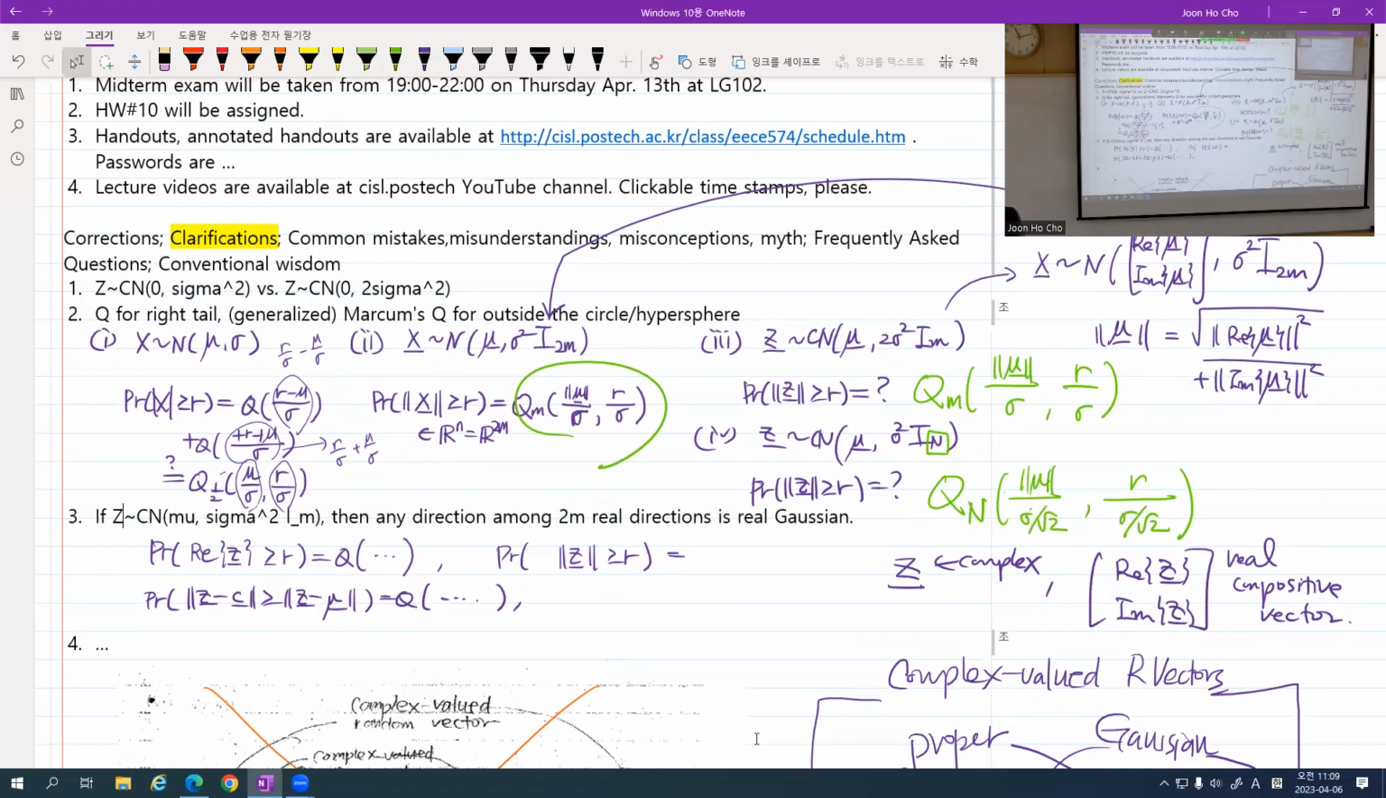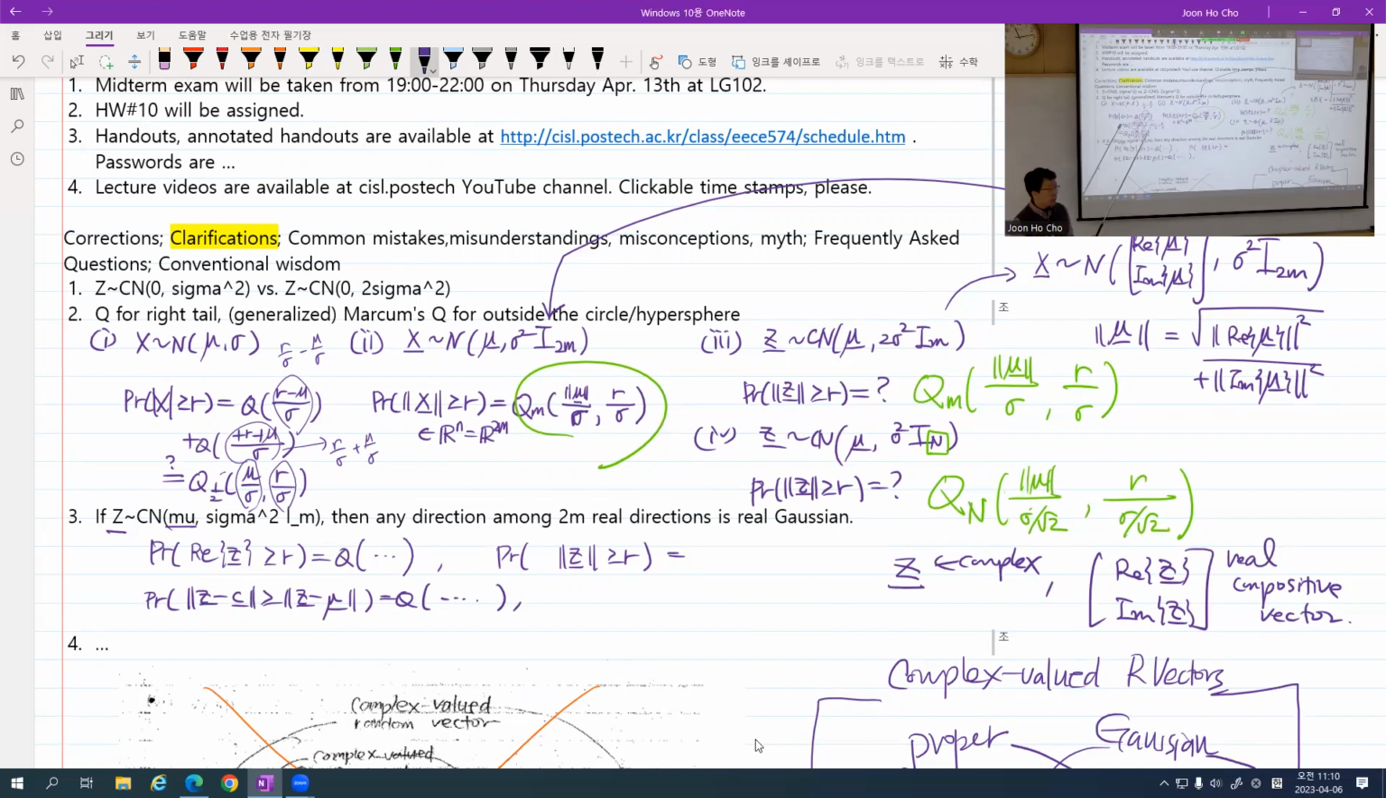And precisely speaking, this is a Z vector. So a proper complex Gaussian random vector Z has mean vector mu and covariance sigma square times scaled identity. Then any direction among the 2n real directions... So even though this is a length n vector, if you convert it to a real composite vector, then you have 2n real Gaussians, and any direction is real Gaussian with variance sigma square over 2.